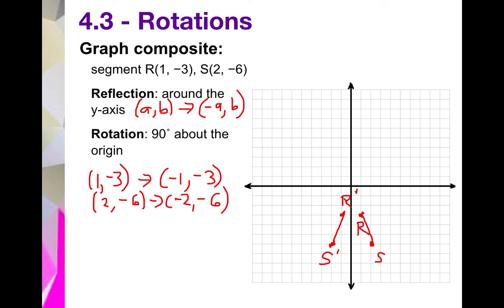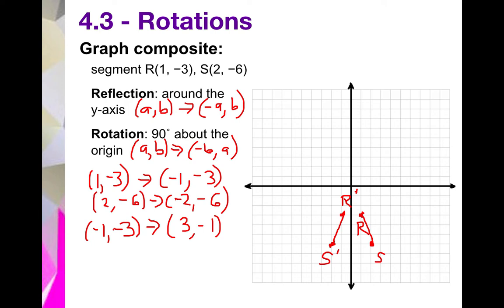So that's the reflection. And then the rotation, 90 degrees: if I have A, B, the rule is that it turns into -B, A. So let's take -1, -3, and apply this rule. It flips them around and negates the y. So it's going to be 3, -1. So 3, 1, 2, 3, -1, and this becomes the new R double prime.